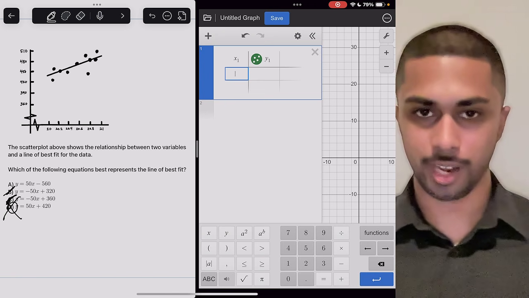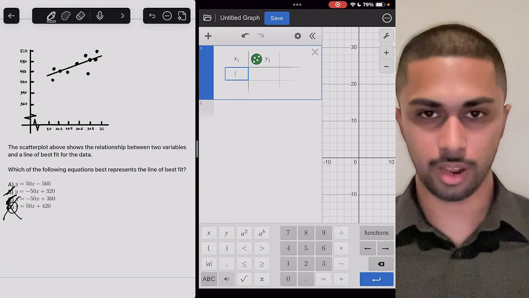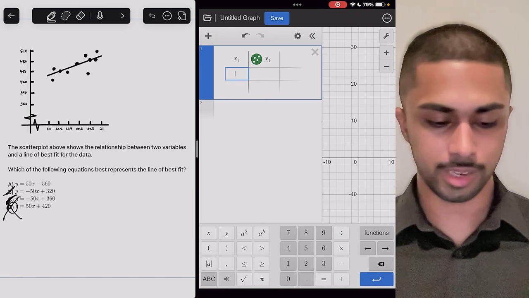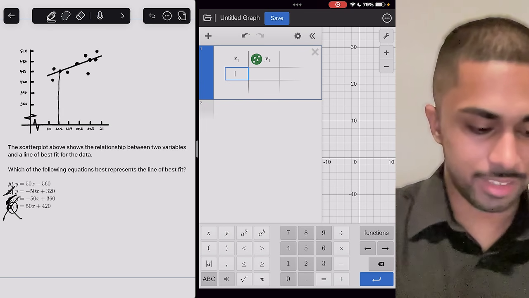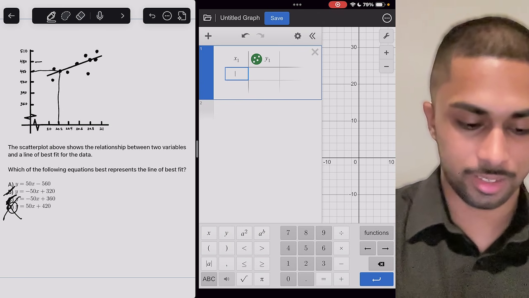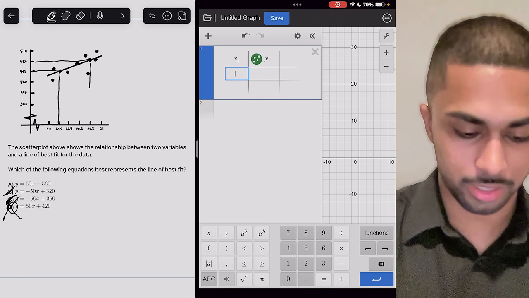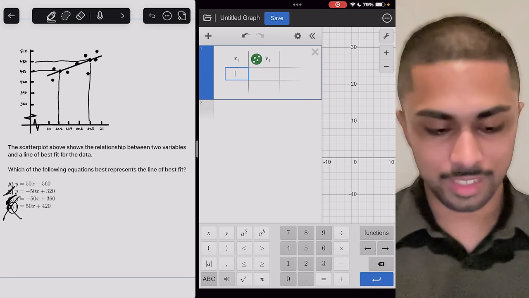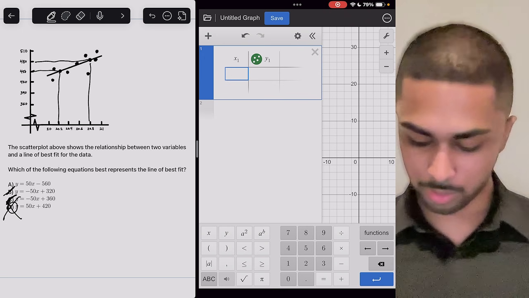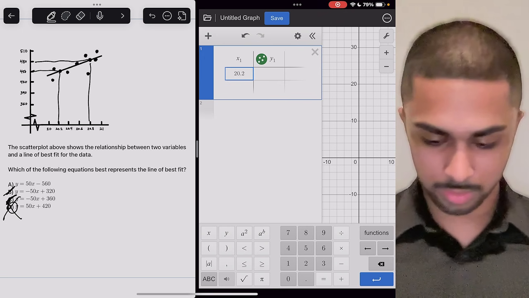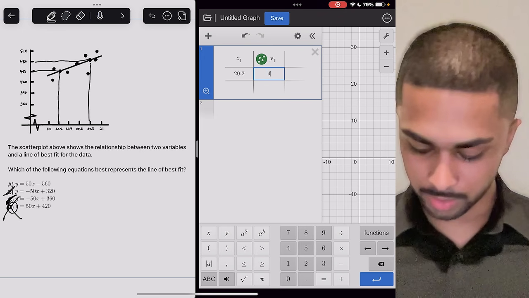So we actually have to calculate the equation of the line. And the cool thing is that Desmos can do it for us. So pick 2 points on the line. It doesn't have to be exactly on the line, but as long as it's touching, it's going to give you at least somewhat of an accurate estimate. So the first point is going to be 20.2, 450.